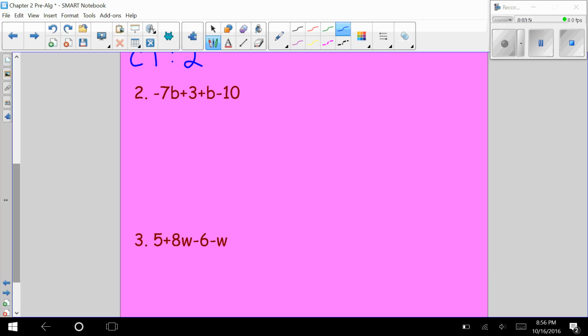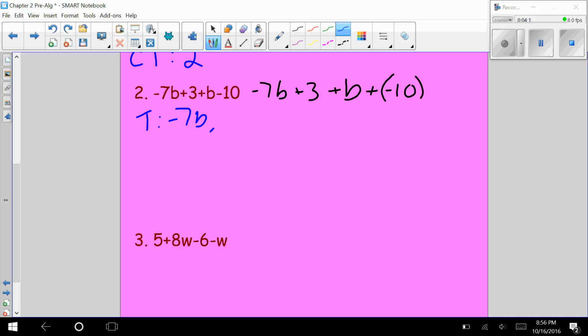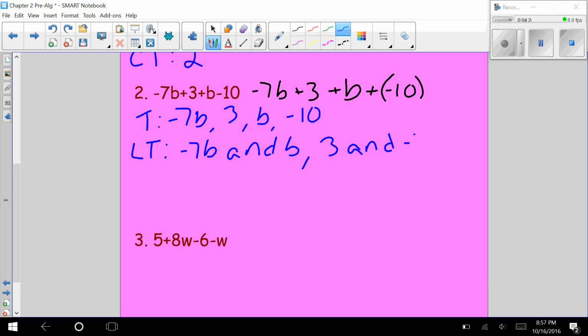Let's look at negative 7b plus 3 plus b minus 10. First, we want to rewrite this as a sum. So we'll have negative 7b plus 3 plus b plus negative 10, because a minus becomes plus a negative. So let's start with our terms. Terms are easy: negative 7b, 3, b, and negative 10. Like terms have the same variables. So you guessed it, negative 7b and b are like terms. But also 3 and negative 10 are like terms as well because they don't have a variable at all.